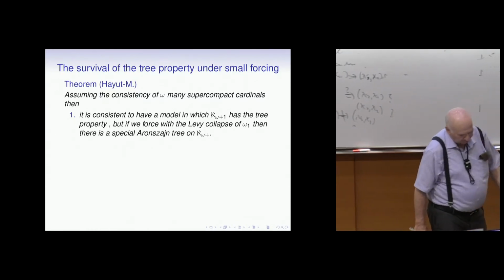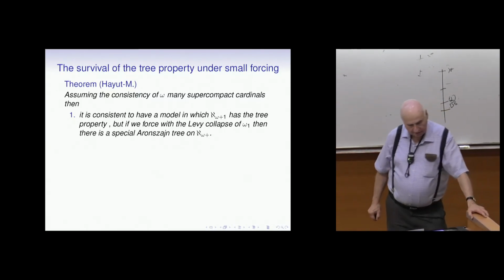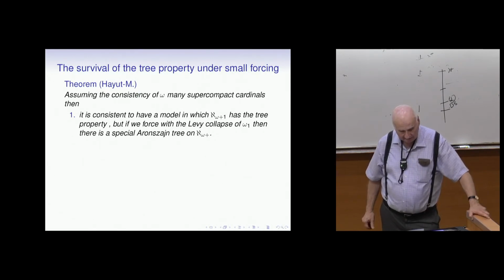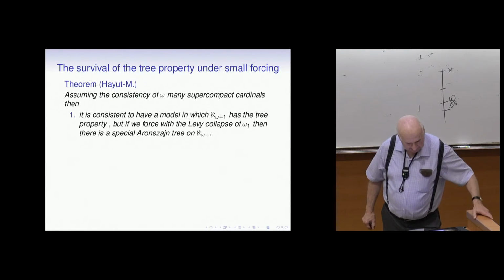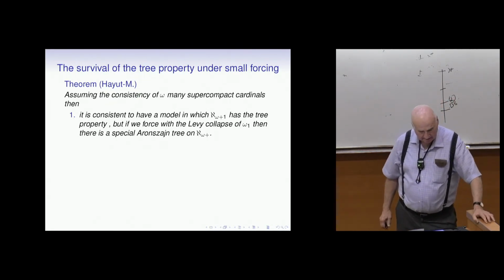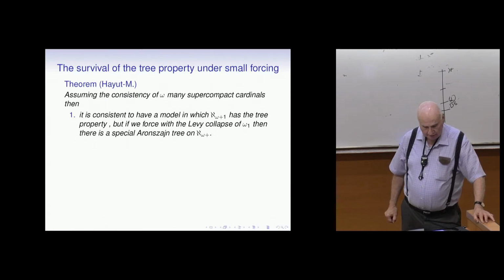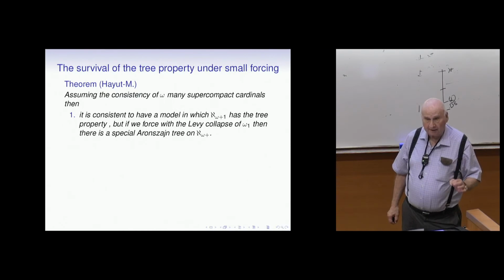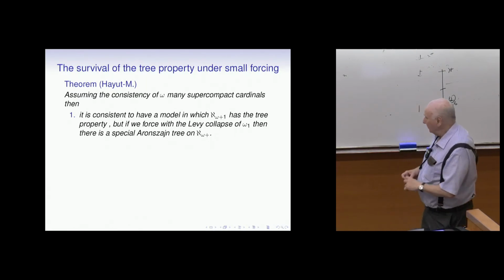What about the tree property? Now again, something emerges which may indicate the difference between Aleph Omega and Aleph Omega square. A result together with ℵω2 shows that, assuming the consistency of omega many supercompact cardinals, you can have a model in which Aleph Omega plus 1 has the tree property, but if we simply collapse omega 1, we do the Levy collapse of omega 1, then you lose the tree property. And you lose the tree property in the strongest sense, namely that there exists a special Aronszajn tree on Aleph Omega plus 1.